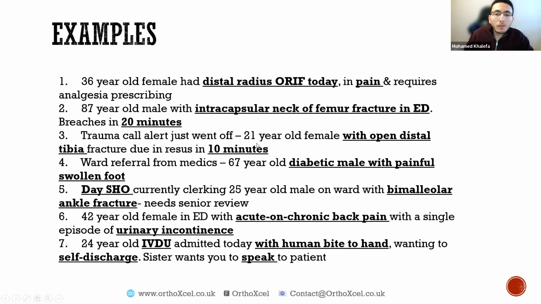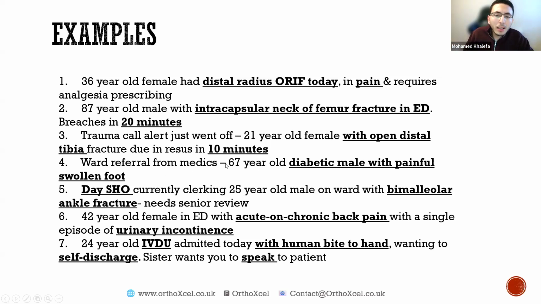Trauma call alert for a 20 years old female, open distal tibia, coming in 10 minutes. Again, you are in a DGH. So this patient probably will need to go somewhere else, but again, you need to see them as a trauma call in 10 minutes. So you've got 10 minutes, maybe you can do a quick small job, a few phone calls, and then you go to the trauma case, because obviously once the trauma case is here, you should be here. You could not say, okay, I'm not going to see this case now.